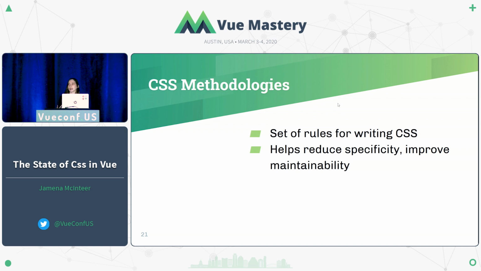So the idea behind CSS methodologies is we put a set of rules together of how we're going to write CSS, of how we're going to write our classes, and that helps bring more maintainability to the app and keep CSS under control. It helps reduce specificity. You don't have to do as much nesting, so it's better in that respect.